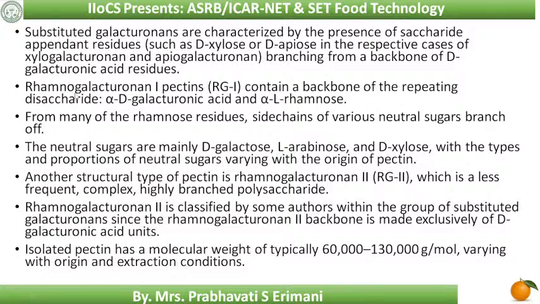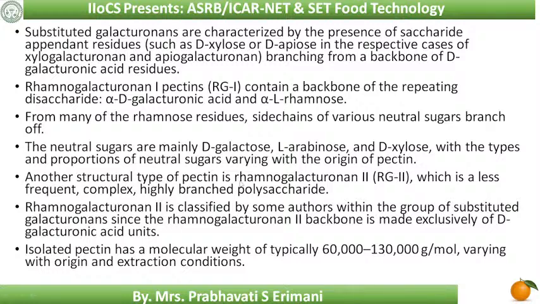And rhamnogalacturonan pectin, that is RG1, contains a backbone of the repeating disaccharide alpha D-galacturonic acid and alpha L-rhamnose. From many of the rhamnose residues, side chains of various neutral sugars branch off. The neutral sugars are mainly D-galactose, D-arabinose and D-xylose, with the types and proportion of neutral sugars varying with the origin of pectin.